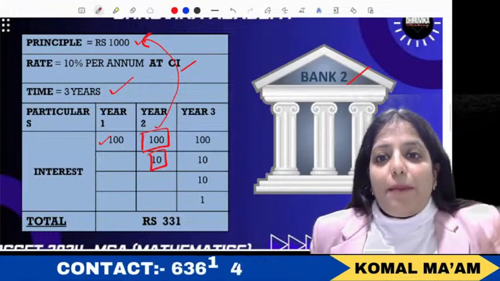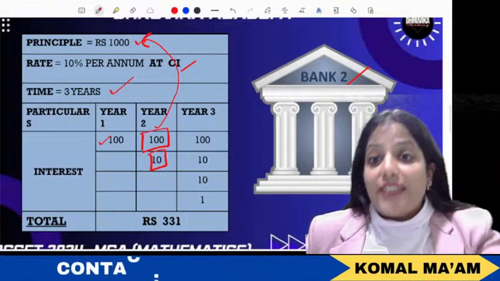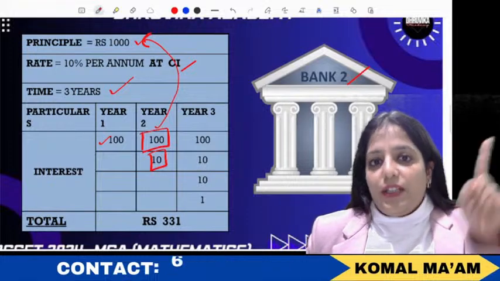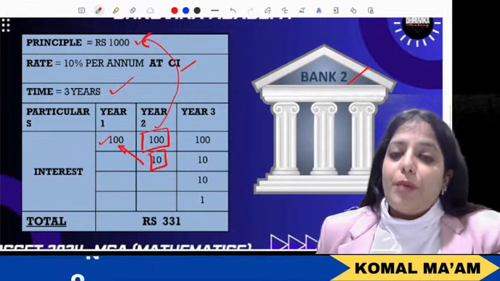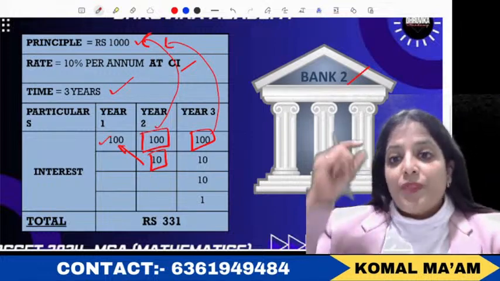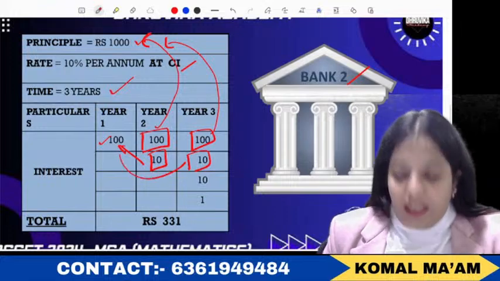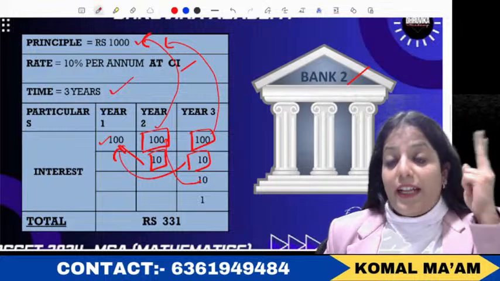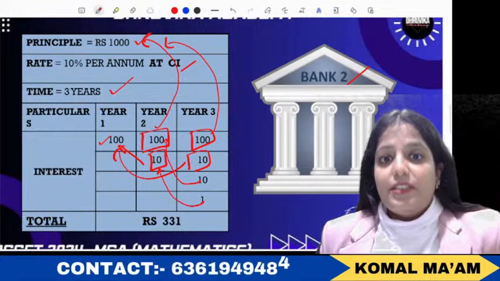Alright, so what happened in year 2? I got rupees 100 as interest on the principal and rupees 10 as interest on the interest that I earned in the year 1. Okay, so this 10 is related to this 100. Now talking about year 3, this 100 is again related to the initial principal. Now this 10 is related to the 100 that I earned in year 1. This 10 is related to the 100 that I earned in year 2, and this 1 is related to the 10 that I earned in year 2.